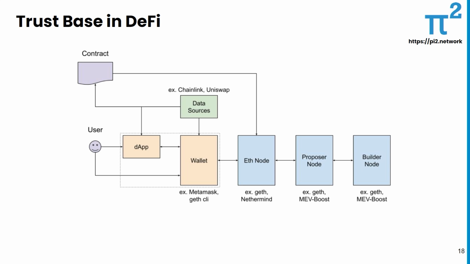There are many data sources that you need to trust when doing your transaction. You need to trust data sources, for instance oracles. You need to trust the smart contract you are interacting with. You need to trust the wallet implementation, the ETH node, and the virtual machine sitting inside the node. Anyway, there are a lot of things that you need to trust.